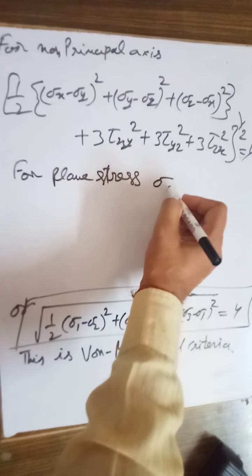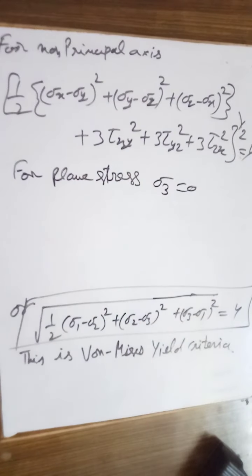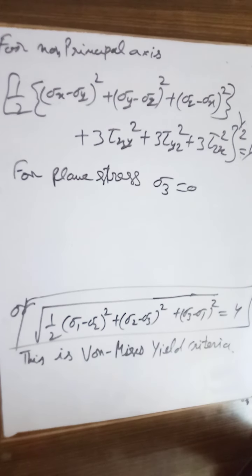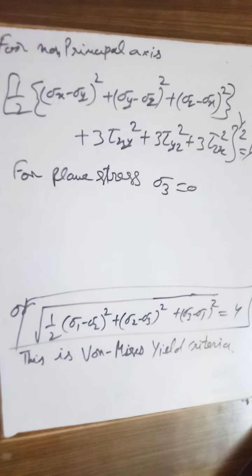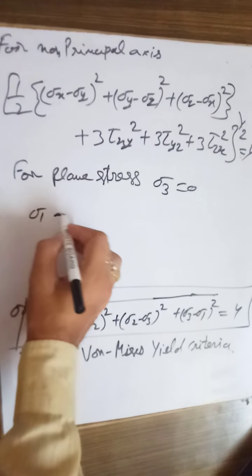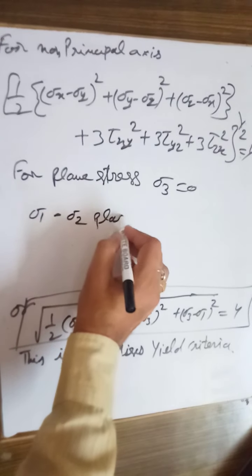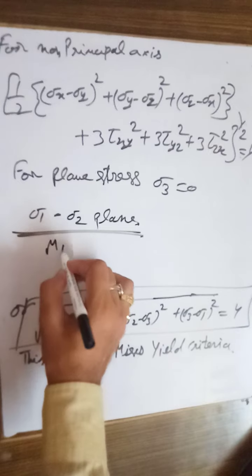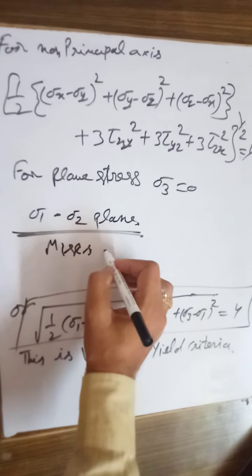what will be that, sigma 3 is equals to 0. Okay, then the Mises criteria is represented by an ellipse in the sigma 1 sigma 2 plane. Okay, in the sigma 1 sigma 2 plane we can represent the Mises criteria.